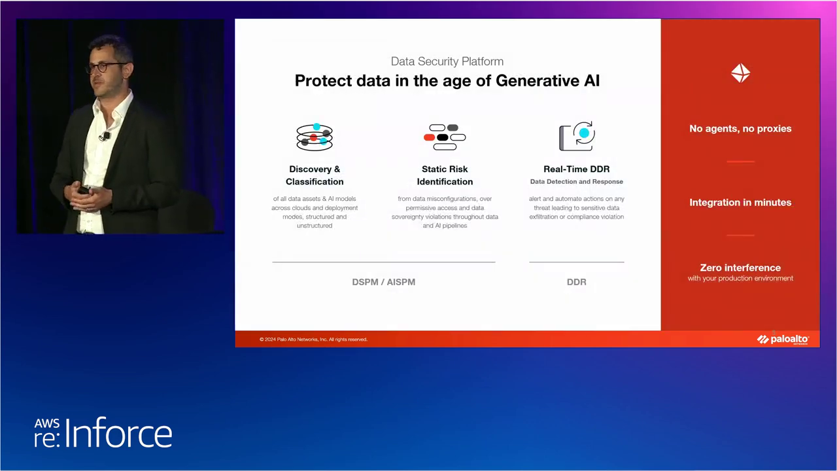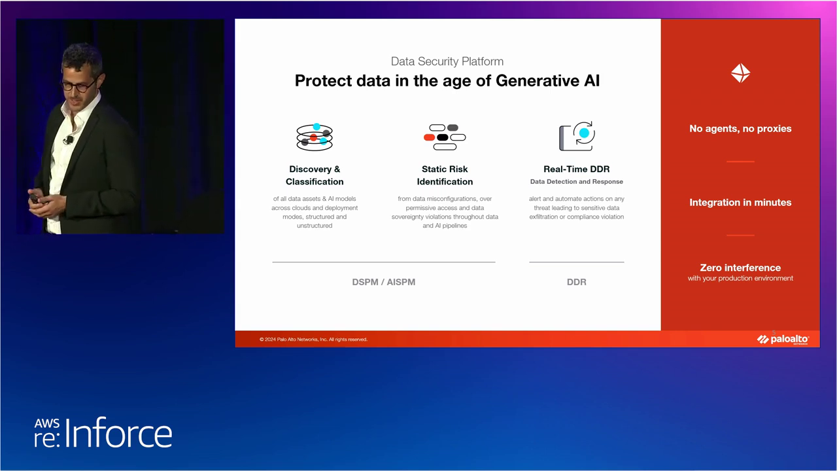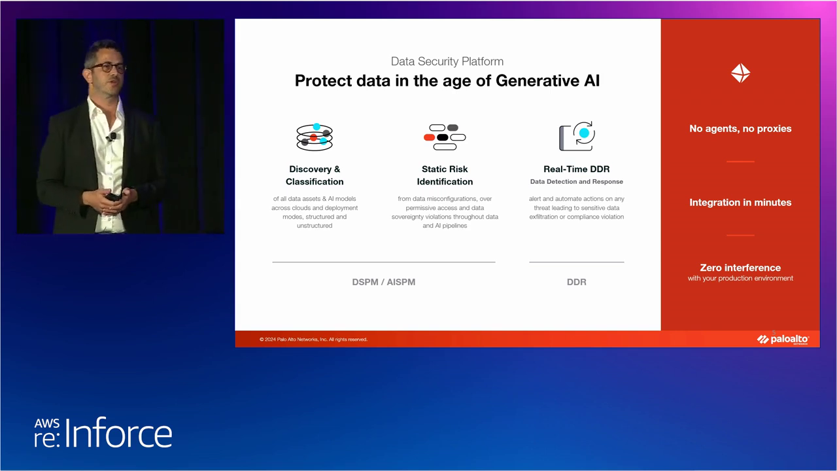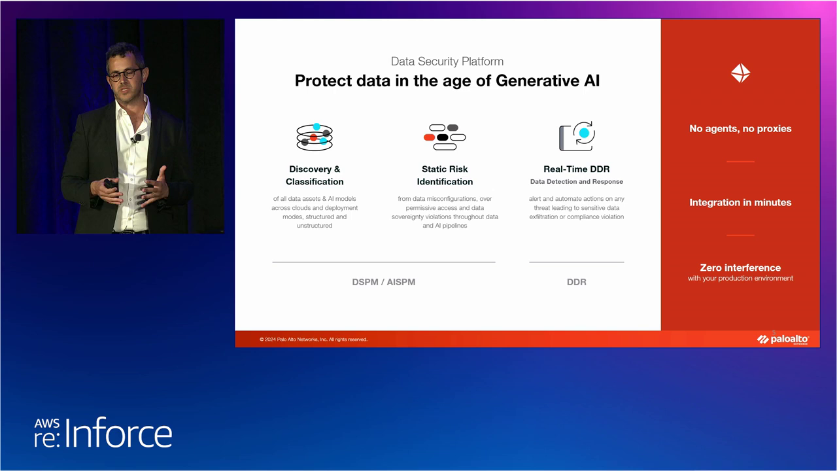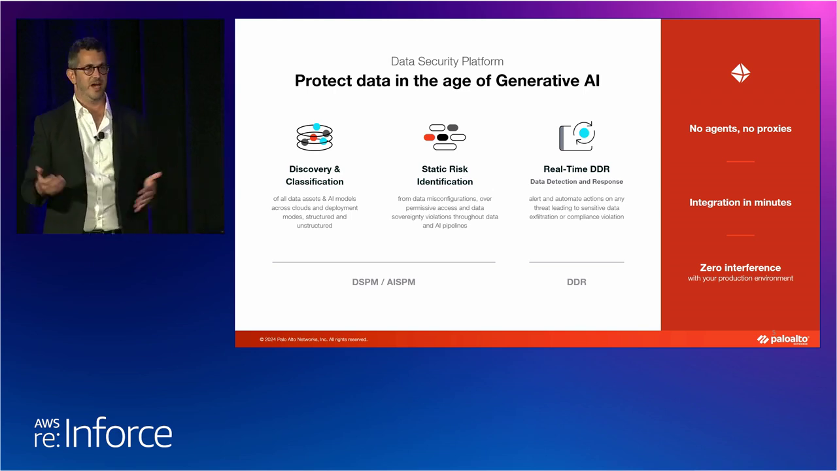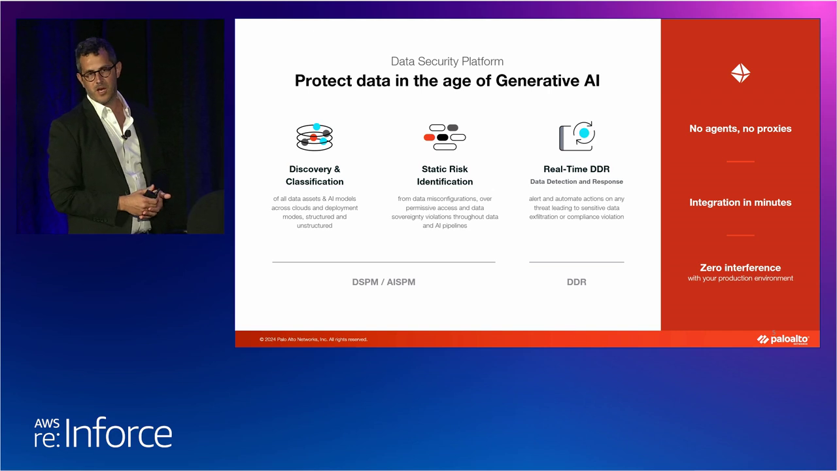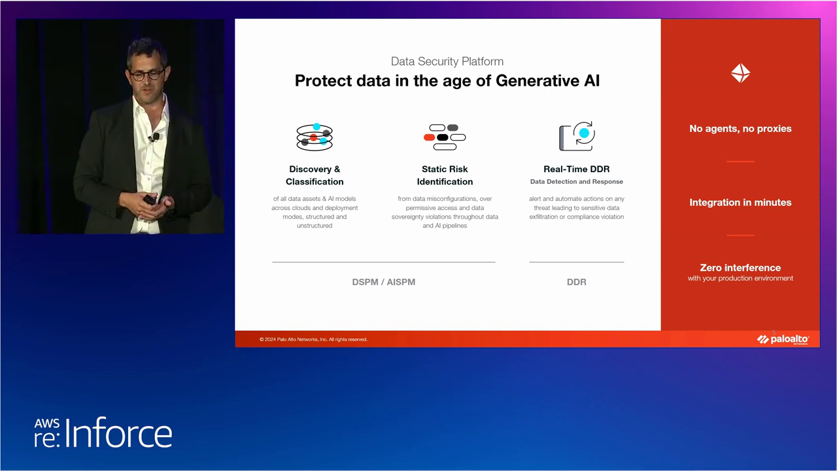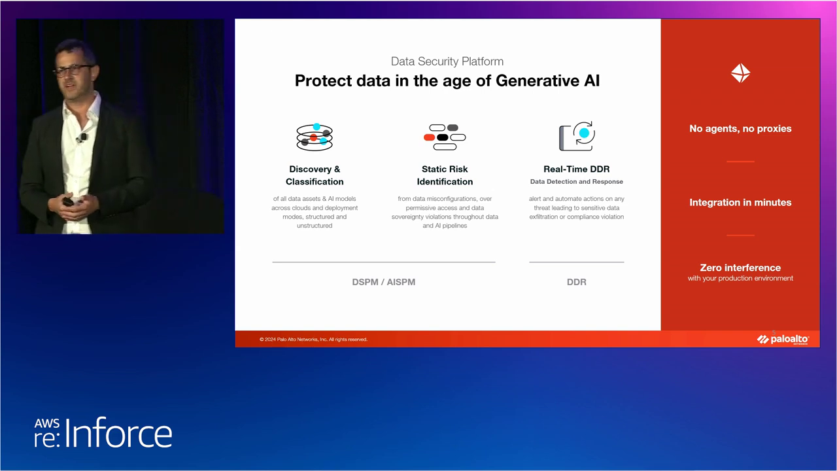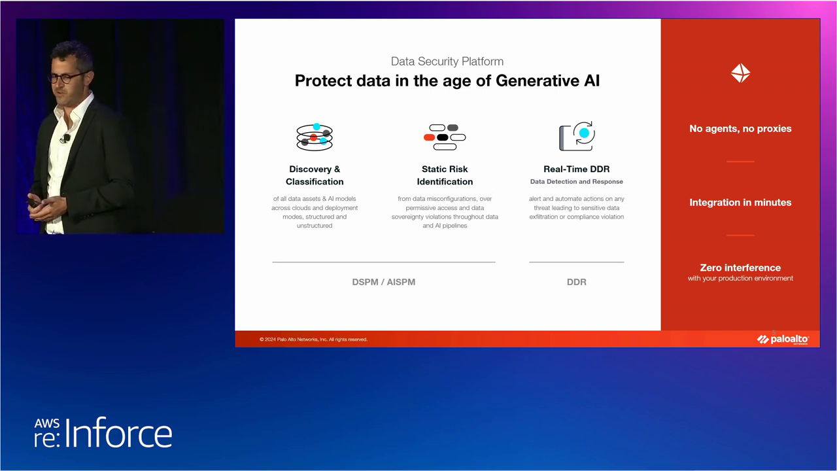So what we built at Dig Security, now at Prisma Cloud DSPM, is a data security platform that is aimed to protect data in the world of generative AI and the world of multi-clouds. Now, what are the foundations of protecting data in this type of environment? First off, of course, how do we discover any type of data store? How do we build an inventory of any type of data store that we have across our environments?